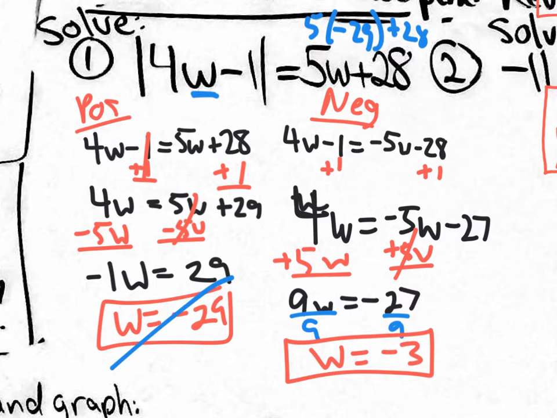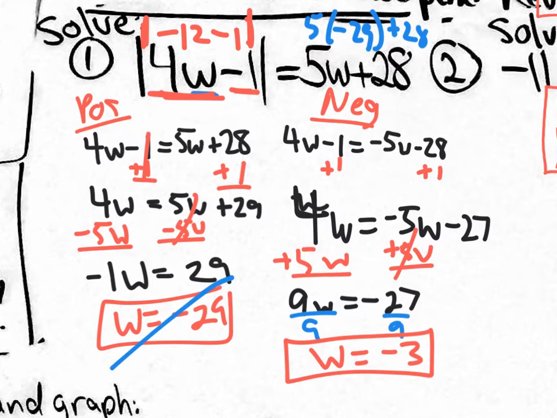Okay, so let's look at the other one. If I were to plug in this negative 3 right here, all right, that's going to be 4 times negative 3. 4 times negative 3 is negative 12, and then I have this minus 1 right there. So that's going to give us a negative 13 inside the absolute value, right? Which is going to ultimately be positive 13. Now, if we look at the other side and plug in negative 3 over here, 5 times negative 3 is negative 15, and negative 15 plus 28 really is positive 13. So this is 13, this is 13.